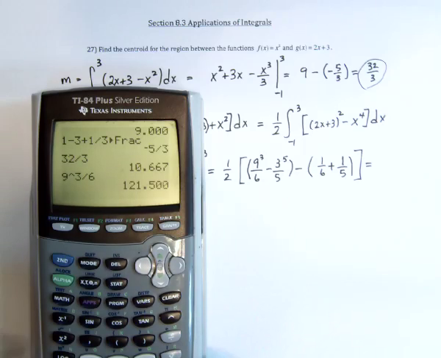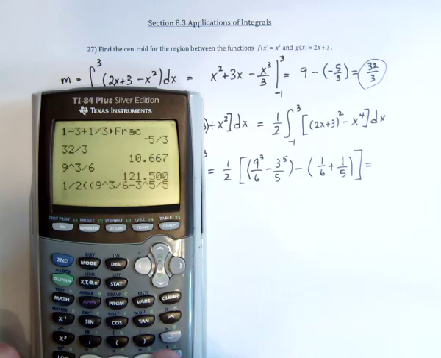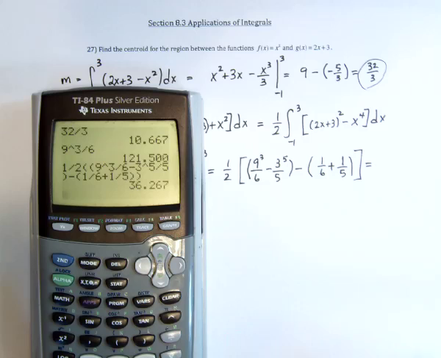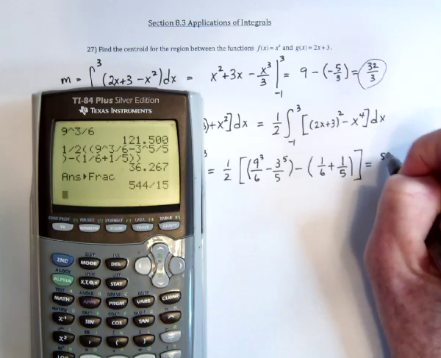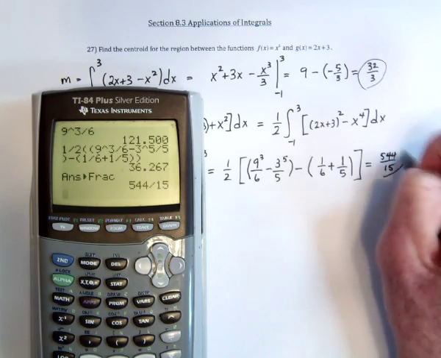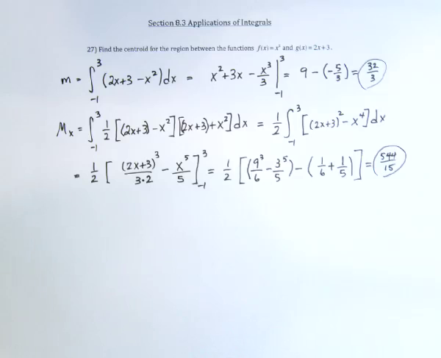Okay, now it's a good time for the calculator. Let's see, we've got 1/2 times 9 to the 3rd divided by 6 minus 3 to the 5th divided by 5. And then subtract from that 1/6 plus 1/5. And to be consistent, since I'm working in fractions, 544/15. All right, just one more integral to go.